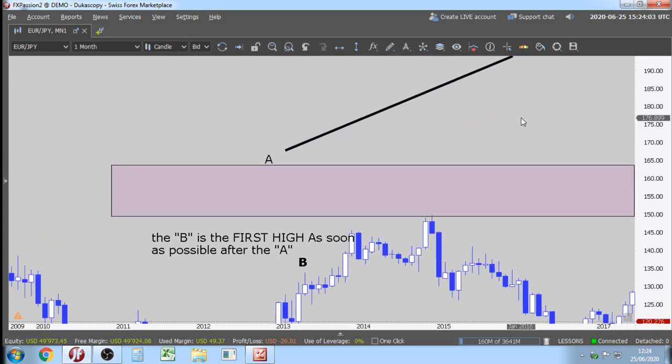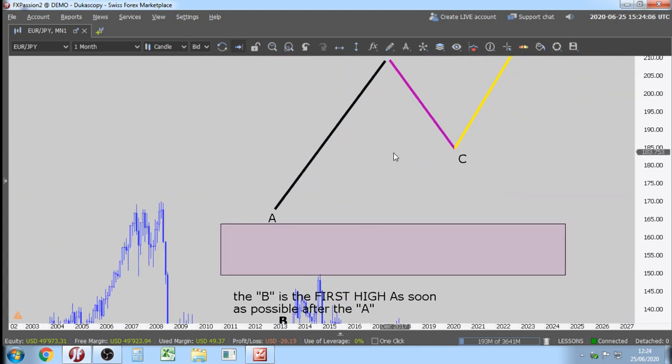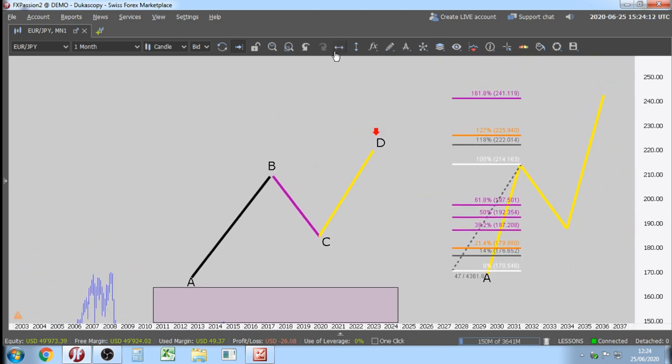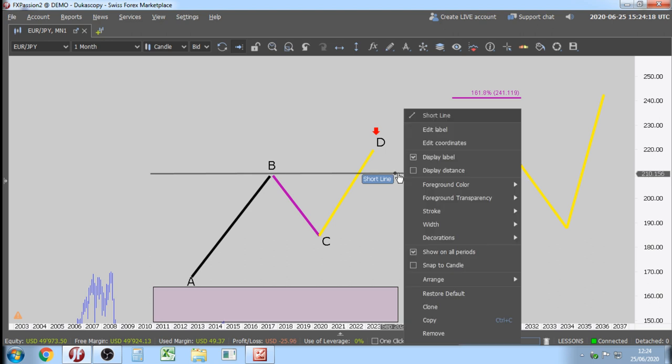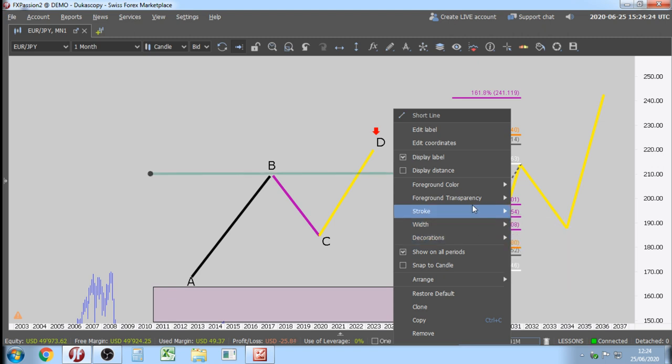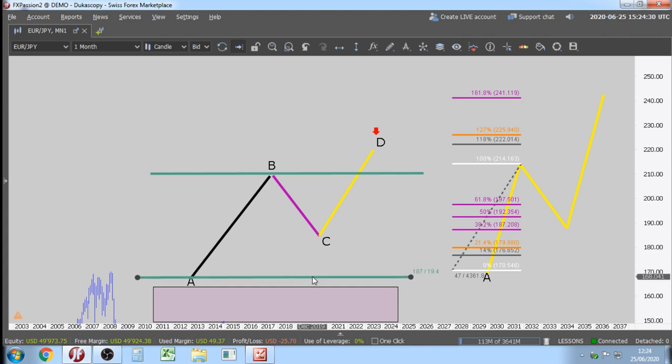Okay, now when we have the A and when we have the B, what are we going to do? We are going to draw two horizontal lines like this. One is going to go on the A and one is going to go on the B. Number three? No, sir. Number two is the first high as soon as possible after the A is formed.